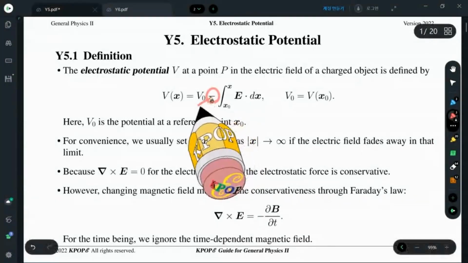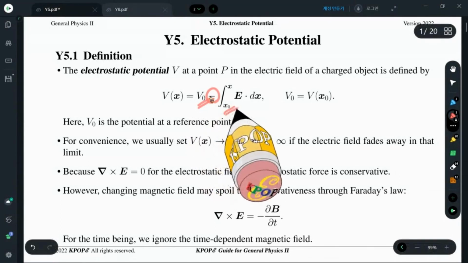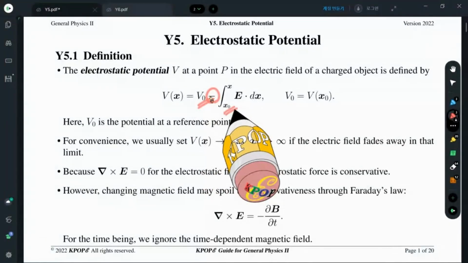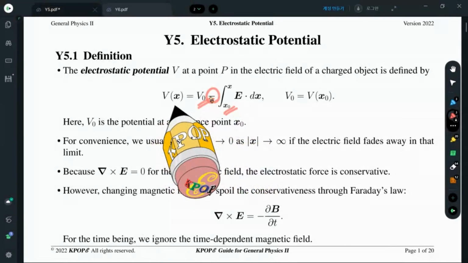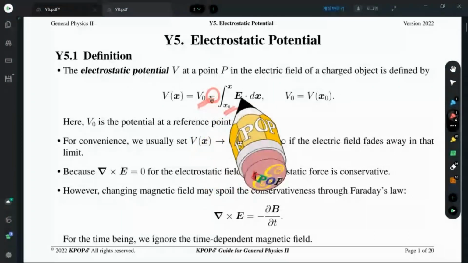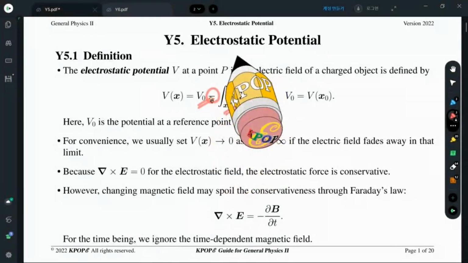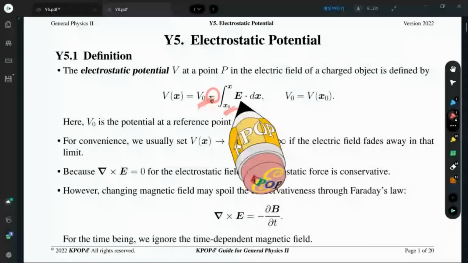And we need to allocate a certain value at a reference point, and that does not contribute to any physics at all. So if you take the derivative of this electrostatic potential, because of this negative sign, we again put the negative sign on it, then we will obtain the electric field. That electric field, because of the integration, is removed by taking the derivative. We can obtain the electric field by applying minus gradient.